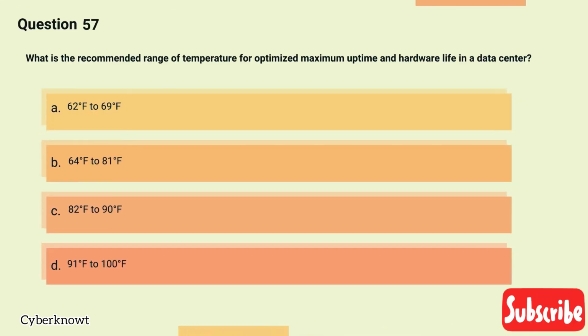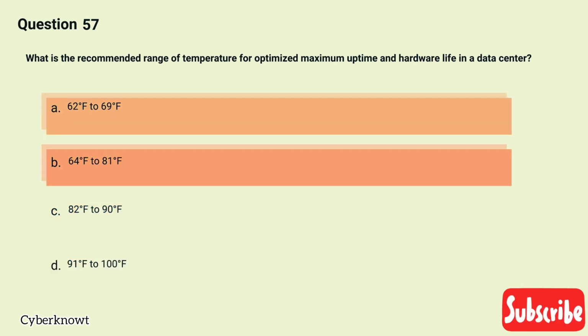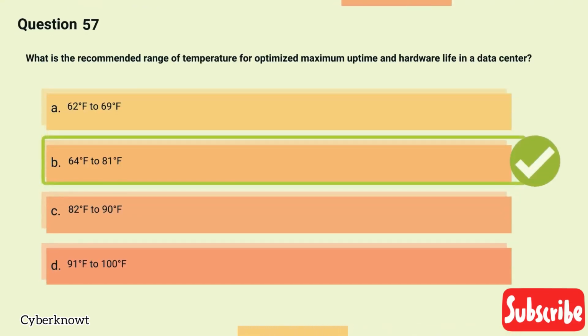Question 57. What is the recommended range of temperature for optimized maximum uptime and hardware life in a data center? Option A. 62 degrees to 69 degrees. Option B. 64 degrees to 81 degrees. Option C. 82 degrees to 90 degrees. Option D. 91 degrees to 100 degrees. The correct answer is option B.